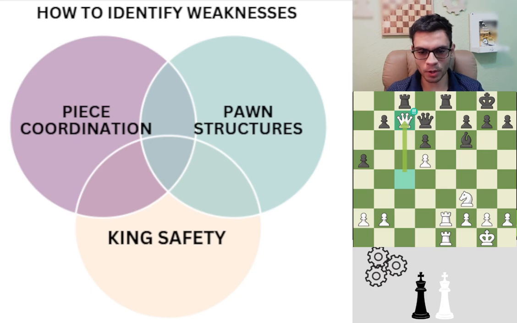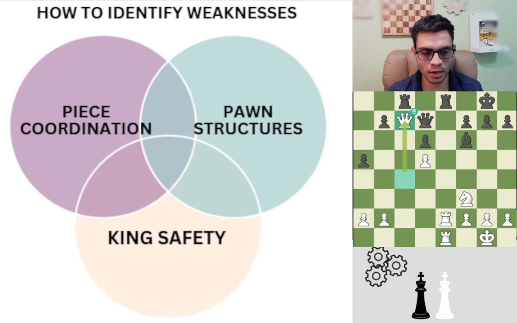Hi everyone, welcome back. After today's video, I will challenge you to name a weakness that is not covered. I covered 99% of weaknesses in chess. We're going to go through three main areas. The first one is piece coordination, then pawn structures, and king safety.